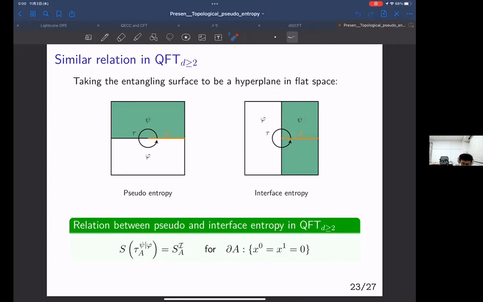In the replica calculation, we are going to glue n copies of this Riemann surface with a cut along region A. So this is where we have a cut. Region A is where we have the cut in the replica calculation, but this is just a matter of convention, where to have the cut. After constructing the replica manifold, both of them give the same replica manifold.